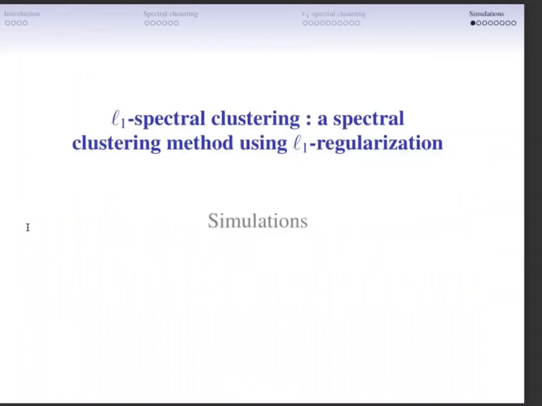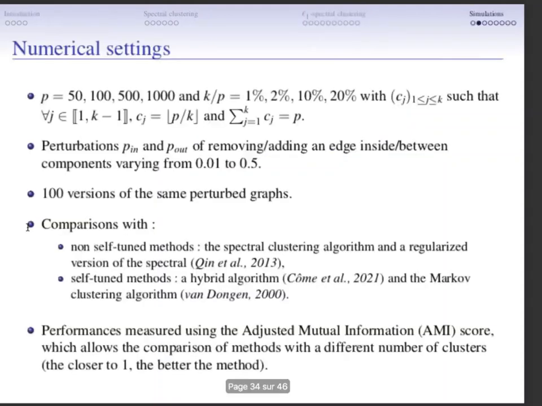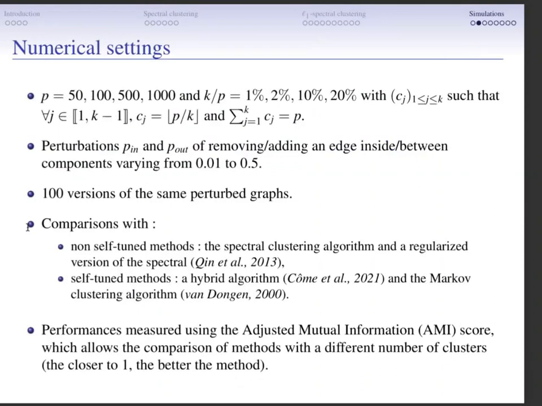Okay, so I have time, so I can turn to the simulation part. We made a lot of simulations to see how our algorithm behaves. First, I simulated 100 versions of the same perturbed graphs with different values of perturbation, ranging from 0.01 to 0.5. The main goal was to have better results than the spectral algorithm, which does not work with large perturbations.